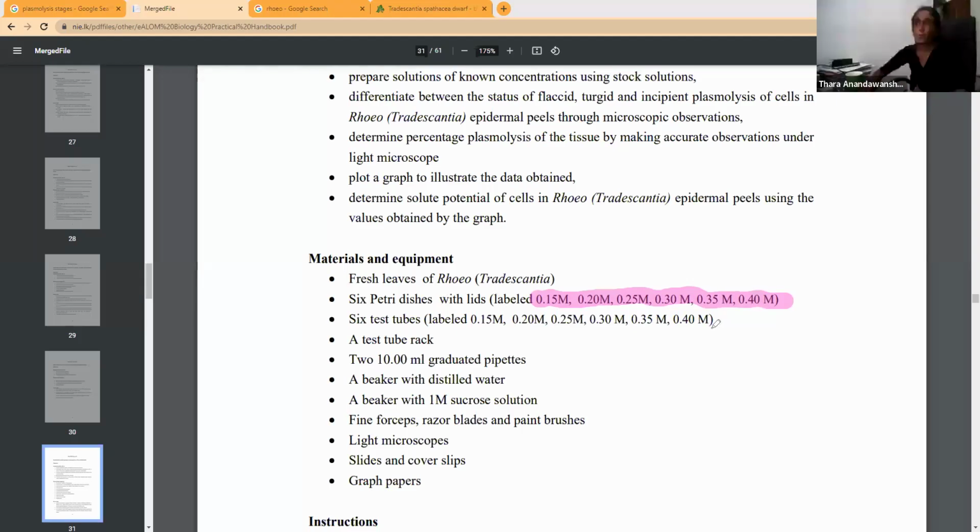So you take the concentration series and add the solutions to the labeled Petri dishes, not actually test tubes. Using test tubes, you may be pouring into Petri dishes, but anyhow, you will be preparing 6 Petri dishes with the relevant solution poured. And then you are taking Rhoeo lower epidermal peels. How do you take this one?